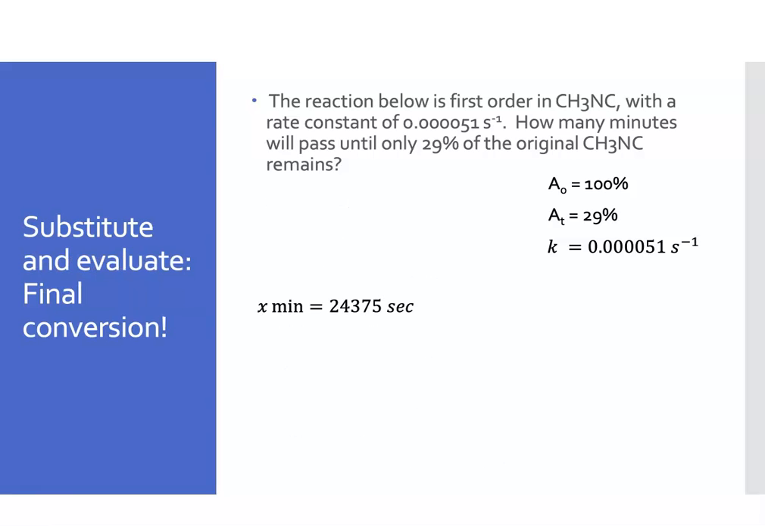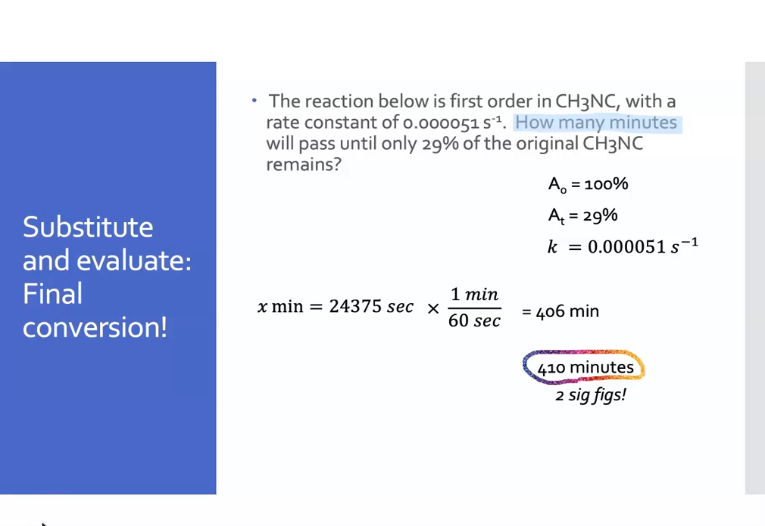24,375 seconds. However, the question wants to know the time in minutes, so I have to convert from seconds to minutes. So I'll divide my 24,375 seconds by 60, because there are 60 seconds in a minute, and I get an answer of 406 minutes. I'm going to argue that I really can only give this answer to two significant figures, so I'm going to report it as 410 minutes.